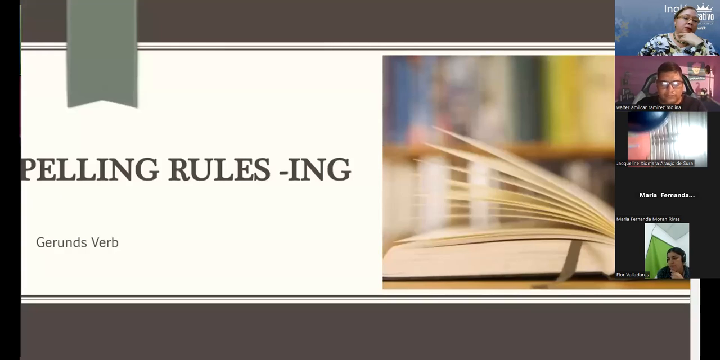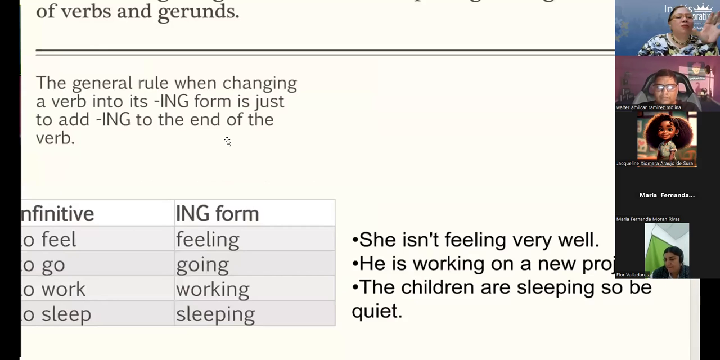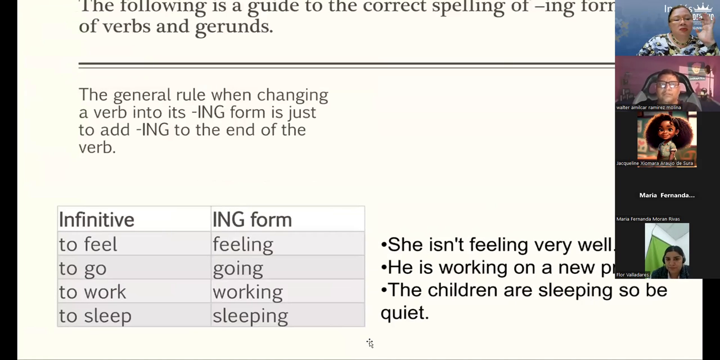So we're going to see some spelling rules to add the ing for the gerunds. Okay, so the first thing is that almost all the verbs are just to add the ing. So the general rule when changing a verb into its ing form is just to add ing to the end of the verb. For example, the infinitive or base form, to feel, feel, feeling, with the ing verb form.